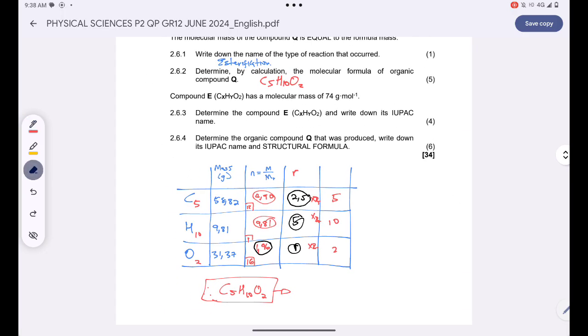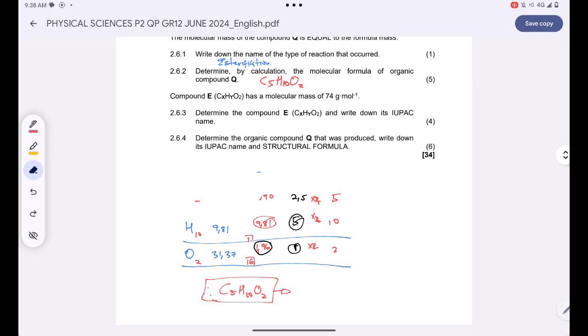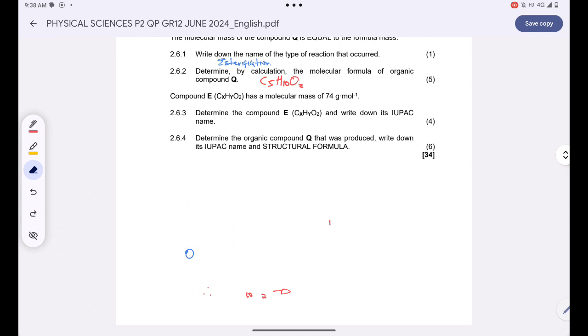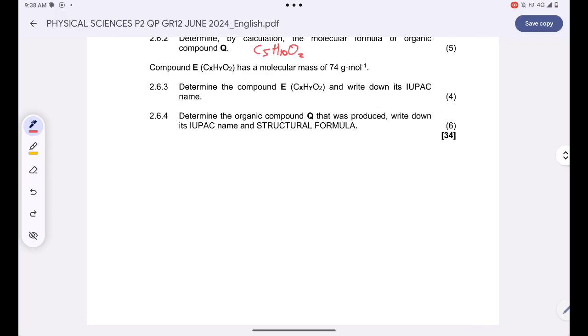Okay, and then now we are supposed to determine compound E, if you are told that the molecular mass of compound E is 74 grams per mole. Are you together? Please remember that whenever I have a carboxylic acid, the number of hydrogens is always 2 times the number of carbons. If I have 4 carbons, I will simply have 8 hydrogens.